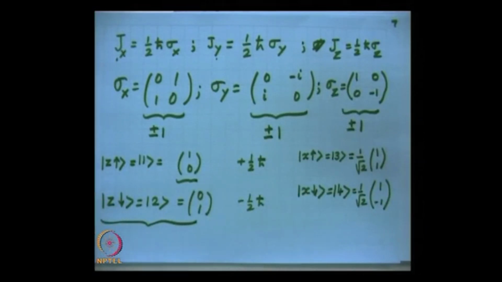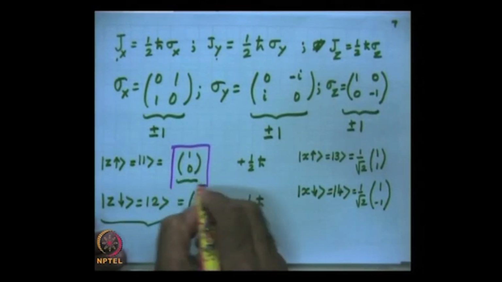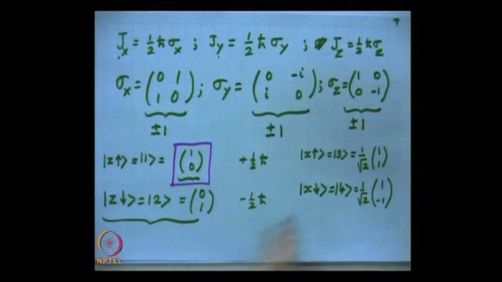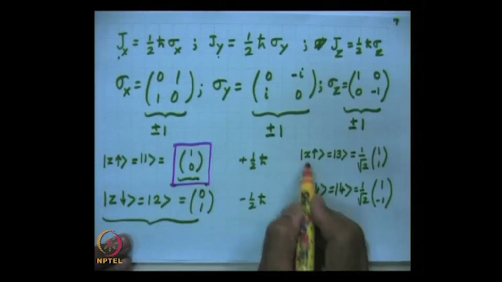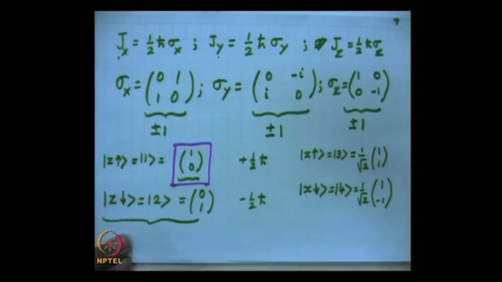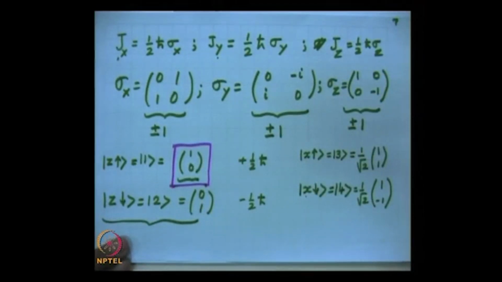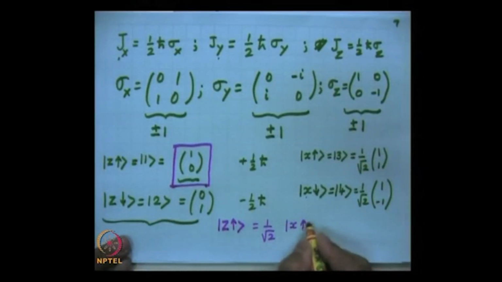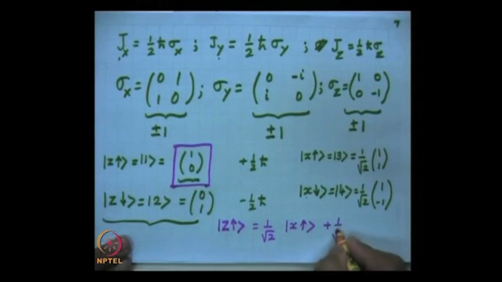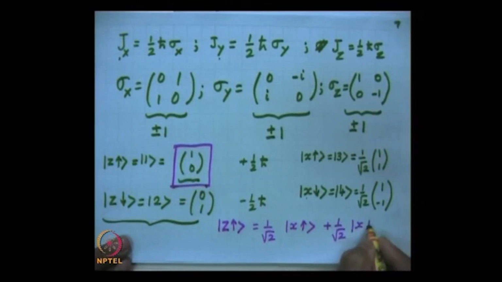Now, my system is in this state and I want to make a measurement of j x. So, I must express this as a linear combination, as a superposition of x up and x down state. A little algebra will show that the z up state is equal to 1 by root 2 x up state plus 1 by root 2 x down state.